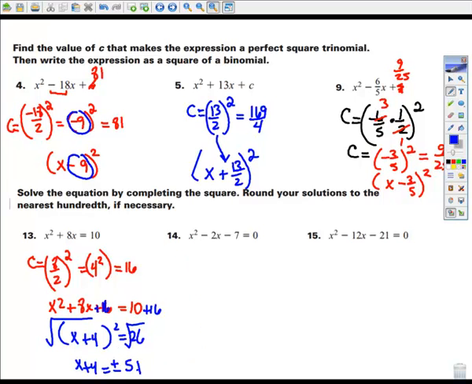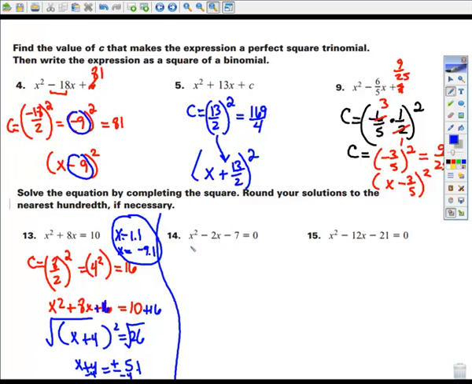So 5.1, and then I'll subtract 4 everywhere. So if I have 5.1 minus 4, that's going to give me 1.1. And if I have negative 5.1 minus 4, that's negative 9.1. So these are the two solutions for this particular one.